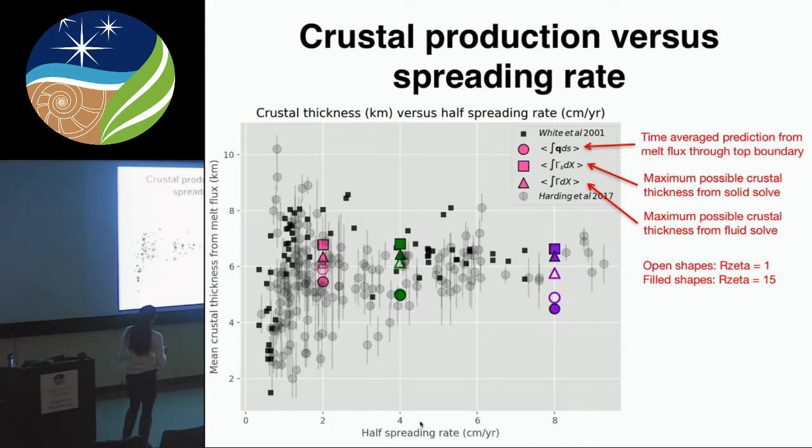And the triangles that are filled are for a higher bulk viscosity constant, and the open shapes are for bulk viscosity equals 1. So the ones on the left. So you can see here, overall, our models fit okay with the observations, so that's good. But we also didn't try to do slower spreading rates because those are incredibly hard.